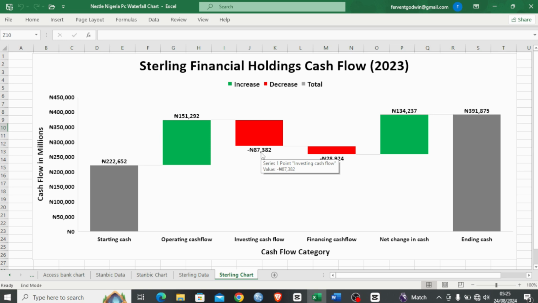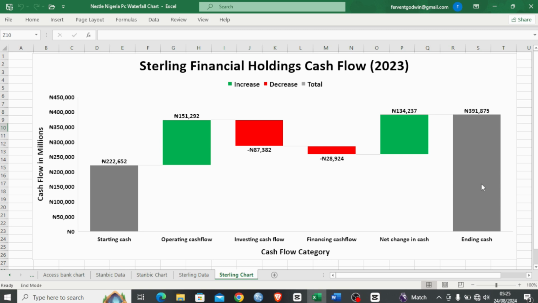Then we have the net cash flow. The net cash flow is total inflows minus total outflows. That's what that covers. Also, as we see here in this chart, there is a starting cash. This is considered a total, like we see in the legend here. This is a starting cash total and the ending cash total.